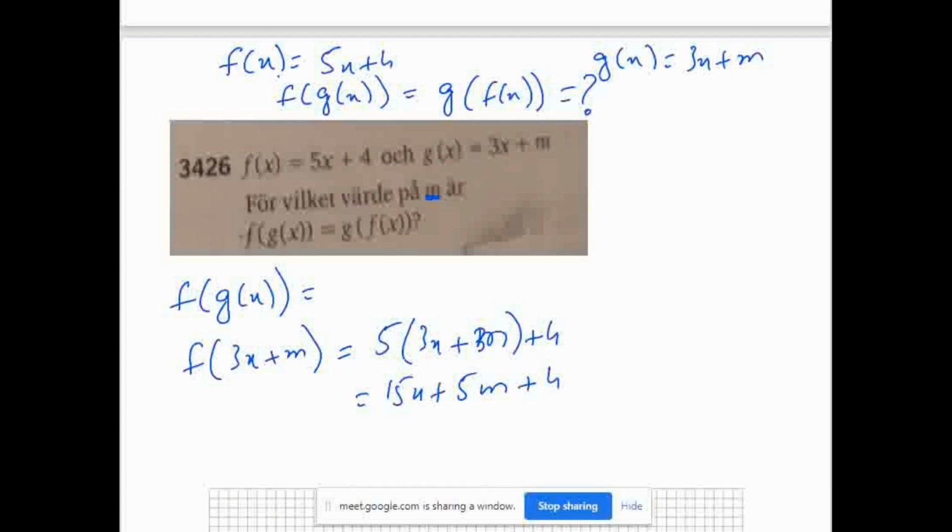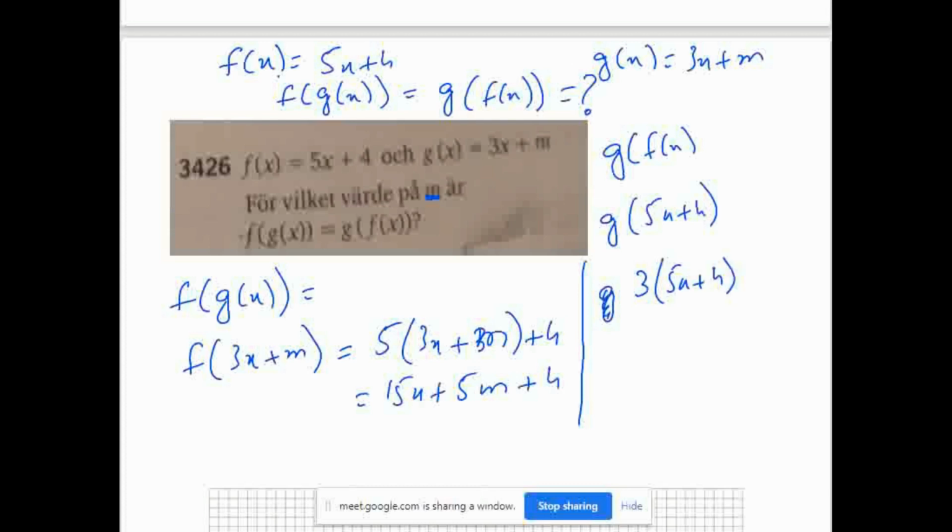Yes, fine. Now the next one is g of f of x. So for this one we have to replace f of x with 5x plus 4, and it means that this will be equal to 3 into 5x plus 4, plus m, which is 15x plus 12 plus m. Now we have to equate and simplify.